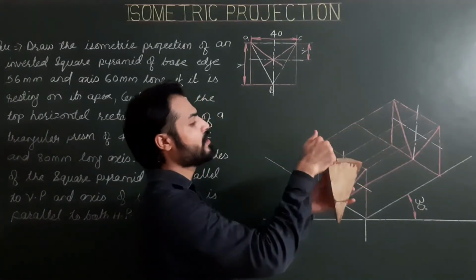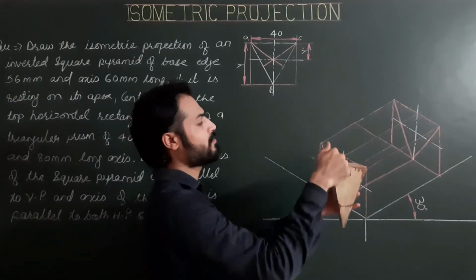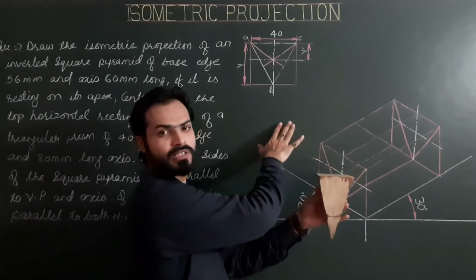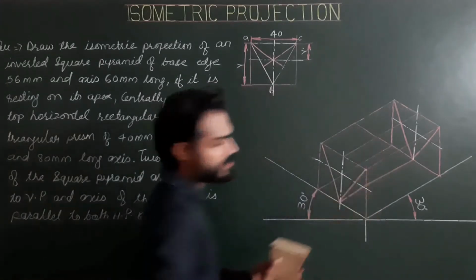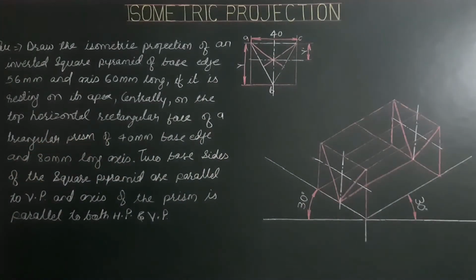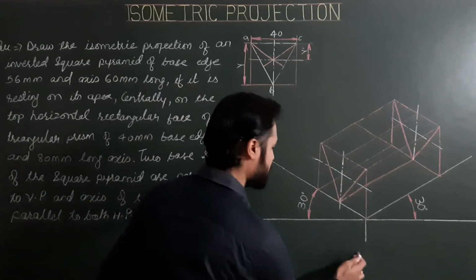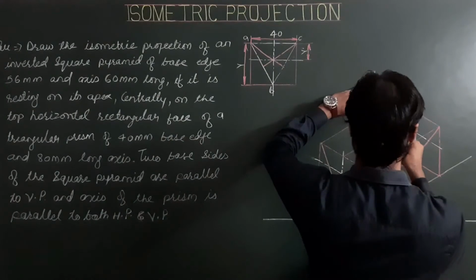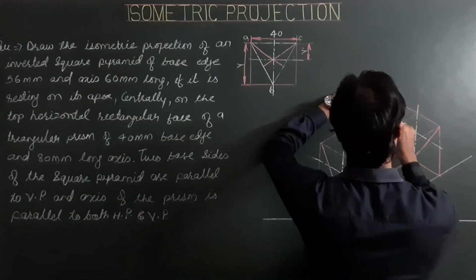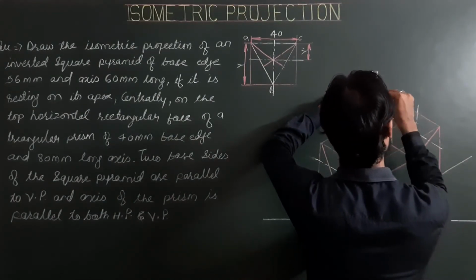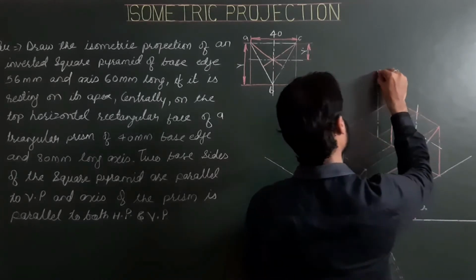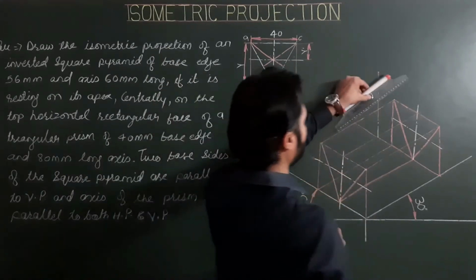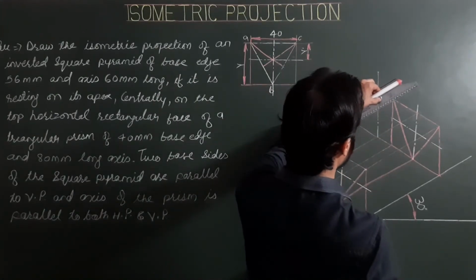For a square pyramid, two opposite parallel sides are parallel to VP. These two sides are parallel to VP and the other two sides are perpendicular to VP. So from this point, first drawing the solid axis parallel to the third or vertical axis, and the length is 60 mm. So we have to take ISO 60 along the vertical axis. This is ISO 60, and from this point drawing center lines parallel to first and second ISO axis.